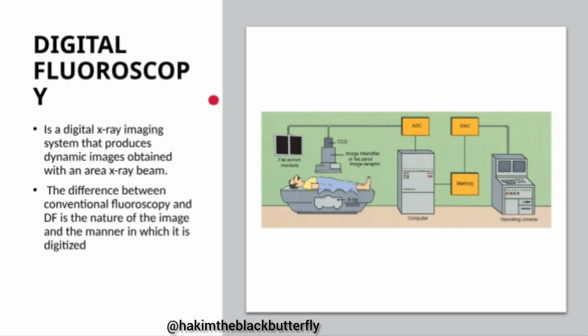Then we can have our signal being digitized, that is, if we want it to be stored within the computer. Okay, so the signal will be stored in the memory, and later on, if you want it for display, you can always convert it back to analog and we display it. So digital fluoroscopy is a digital X-ray imaging system that produces dynamic images obtained with an area X-ray beam.